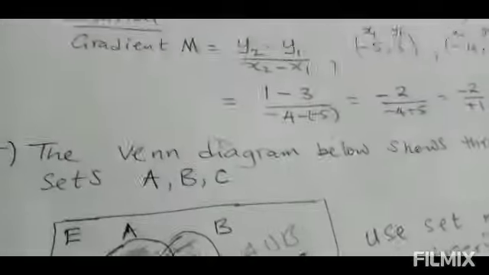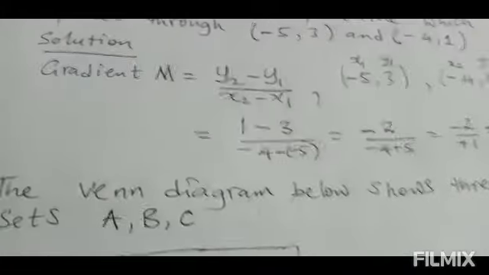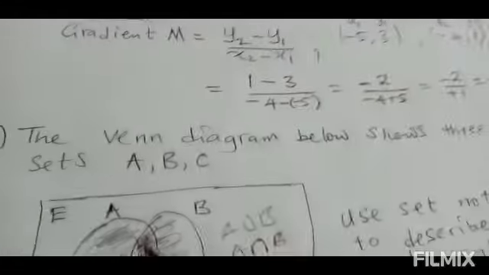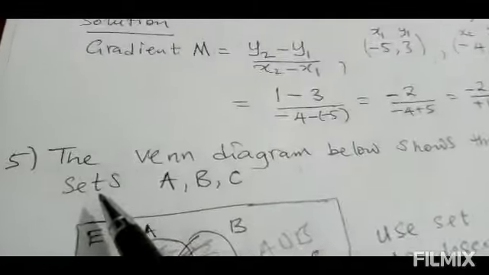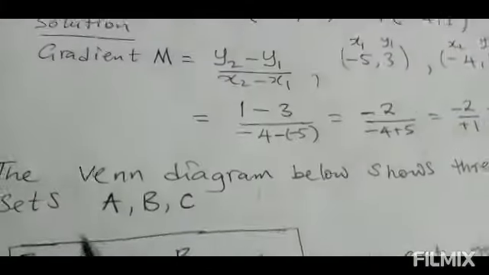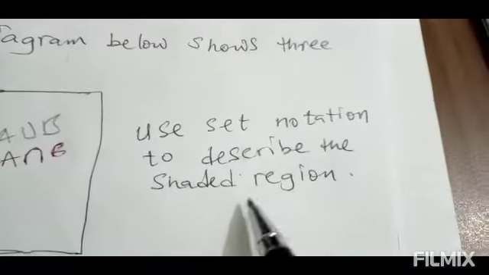So the sets, I'm not the master of sets, but I know this one. So the Venn diagram below shows sets A, B, and C. Now use set notation to describe the shaded region.